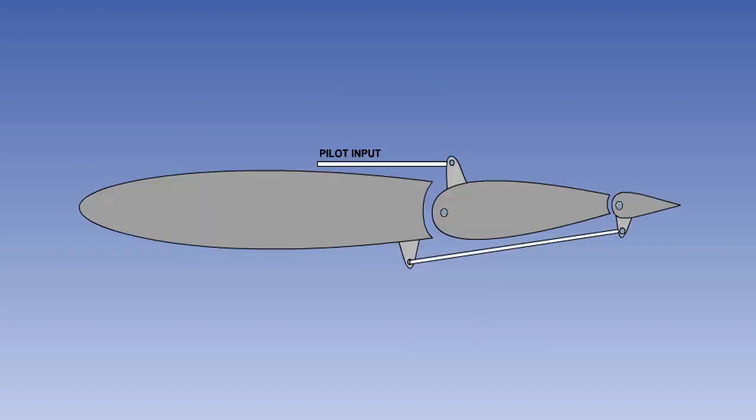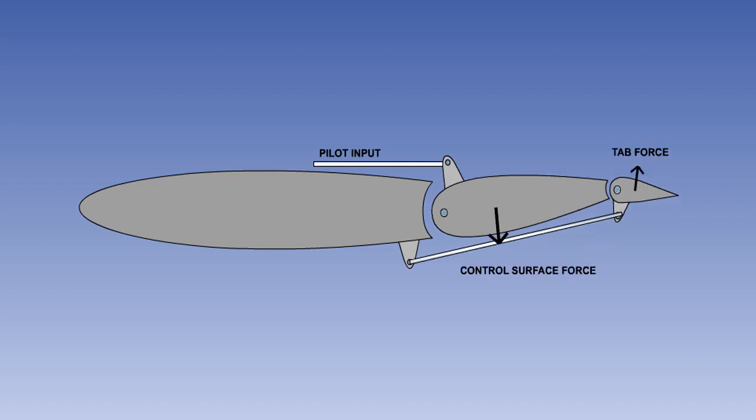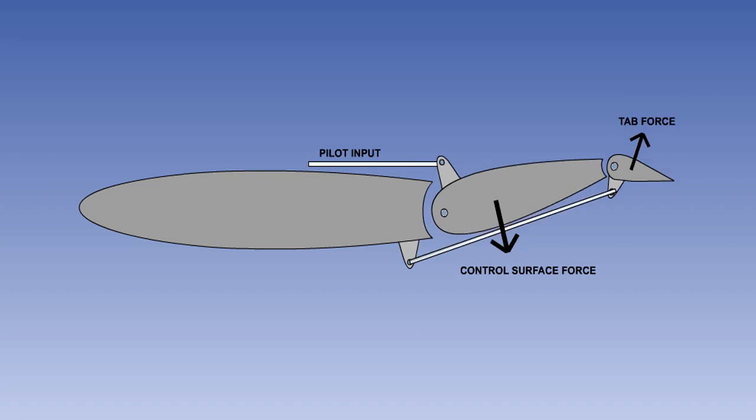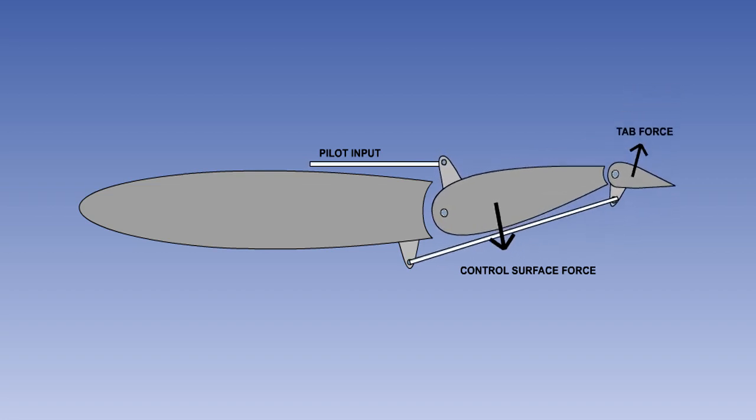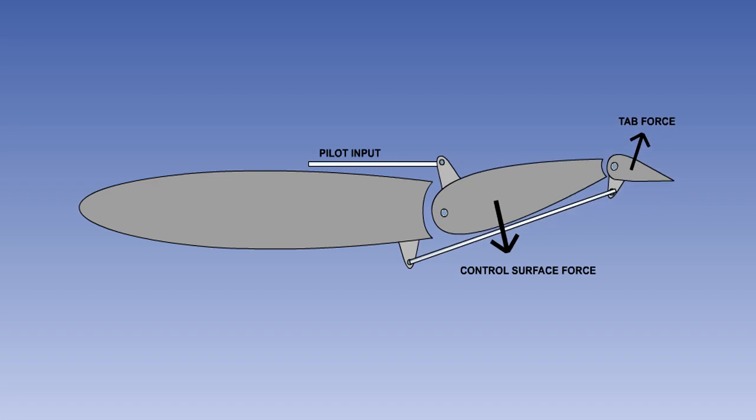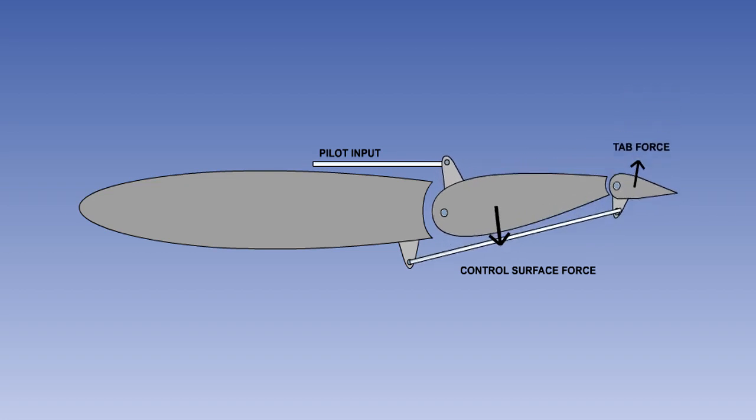We will first consider the balance tab. The pilot has no direct control over tab movement. The pilot's inputs to the flying control are transmitted by a linkage to move the balance tab in the opposite direction to the flying control surface.